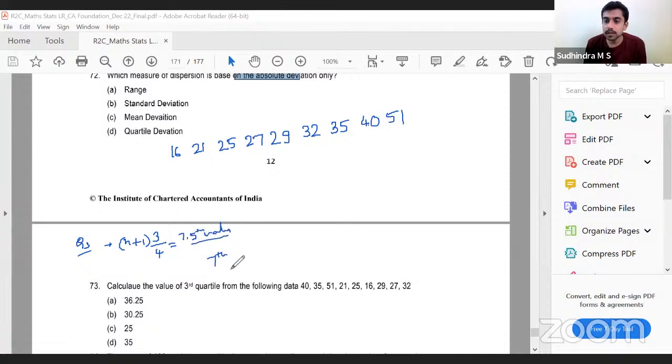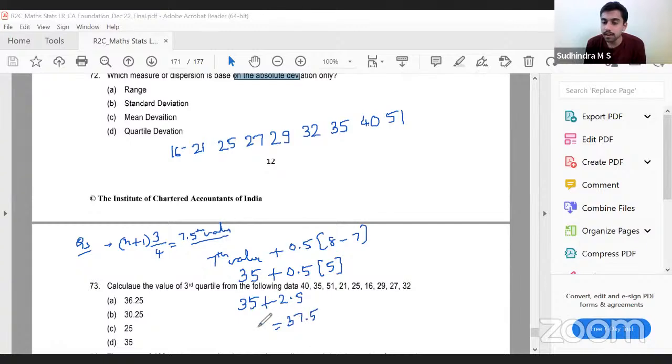7th value plus 0.5 into (8th value minus 7th value). What is 7th value? 1, 2, 3, 4, 5, 6, 7, 35. 35 plus 0.5 into (40 minus 35, which is 5). 5 into 0.5 is 2.5. We get 37.5. The options are wrong. Q3 is 37.5.